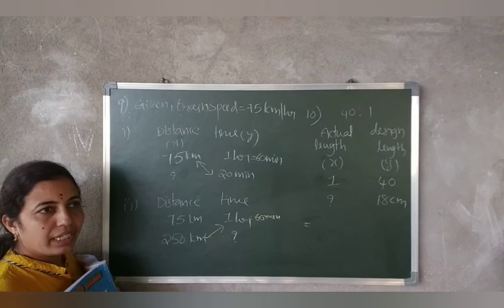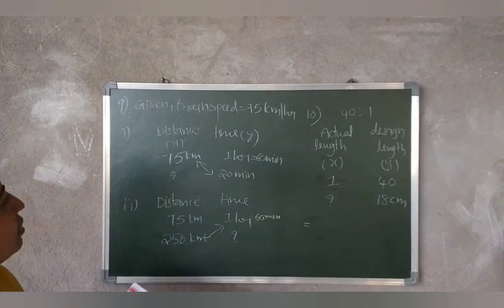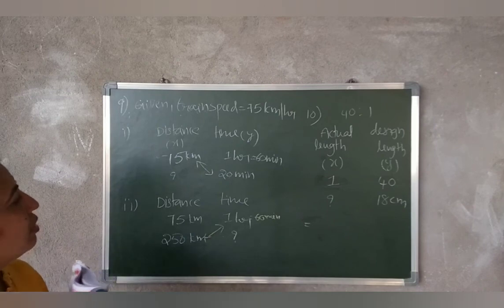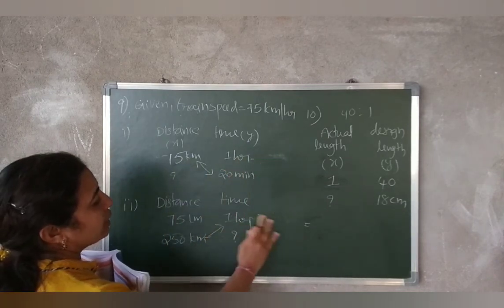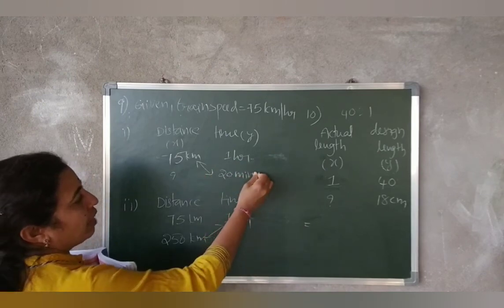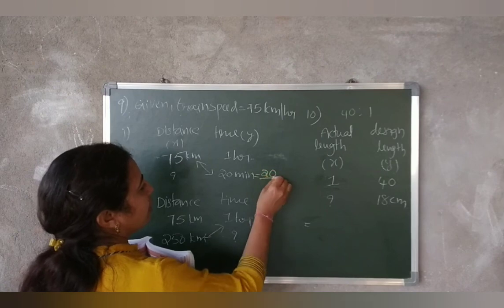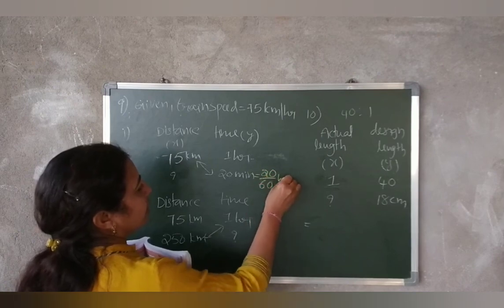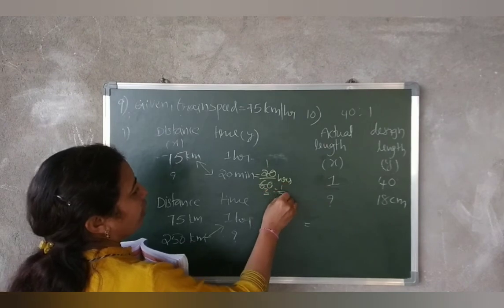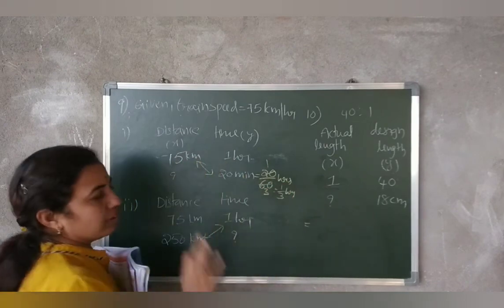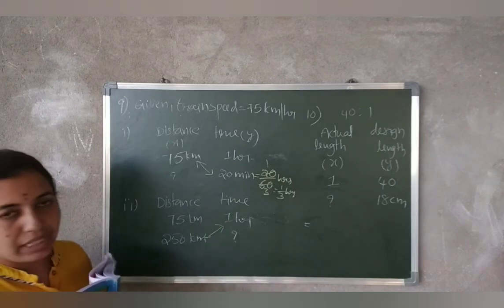Okay? Clear? Yes. Here, this is in kilometers. No, let us go with the hours only. Don't consider minutes. Here, convert this into hours. 20 minutes means 20 by 60 hours. So that is 1 by 3 hours. Cross multiplication. Okay? Yes.